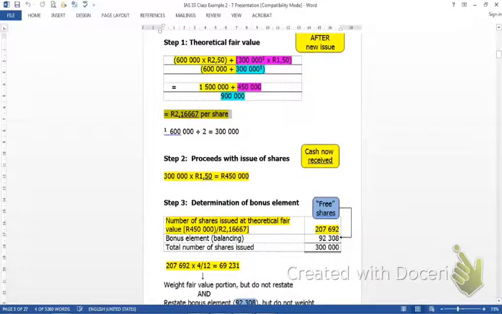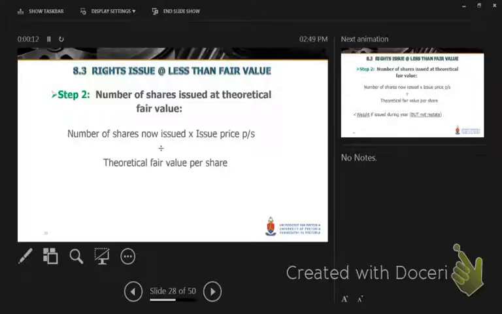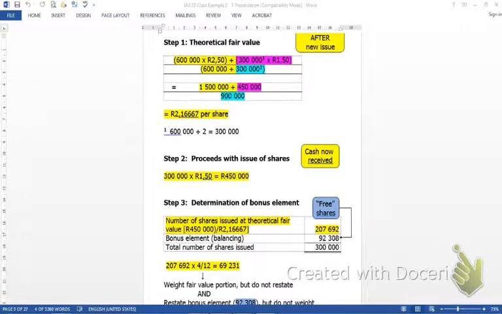Right. The next step that we have to do, we now go and determine what we call the number of shares issued at theoretical fair value. What we are saying is, how many shares would have been issued if we issued them at the theoretical fair value that we have just calculated? So we take the number of shares that we've now issued, times it by the issue price, and that gives us the total amount of money that we've received. Now we divide that by the theoretical fair value per share. So let us look at that in terms of our calculations.